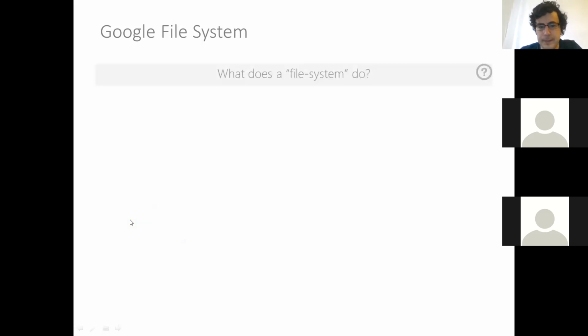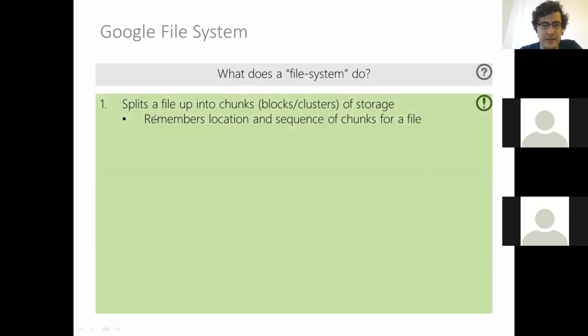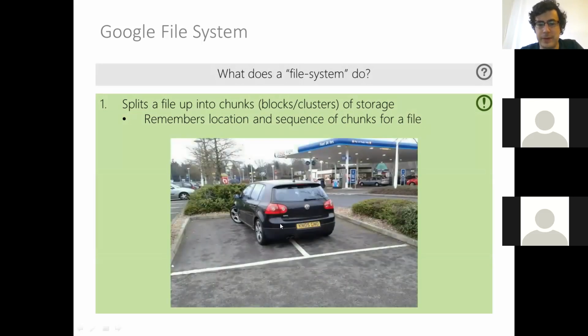So a file system, what does it do? What services does it provide us? It splits a file up into chunks or blocks or clusters of storage. So it remembers the location and sequence of chunks for our file. So the idea is we want to avoid, for example, some file that's left in the middle blocking either end. So let's say we had a 2 terabyte hard drive here, and then we had a file that was 500 megabytes. We wrote that first, and then we wrote one that was 1 gigabyte. And then we delete the 500 megabyte file. So now what we have is this 1 gigabyte file sitting in the middle of our 2 gigabyte hard drive.